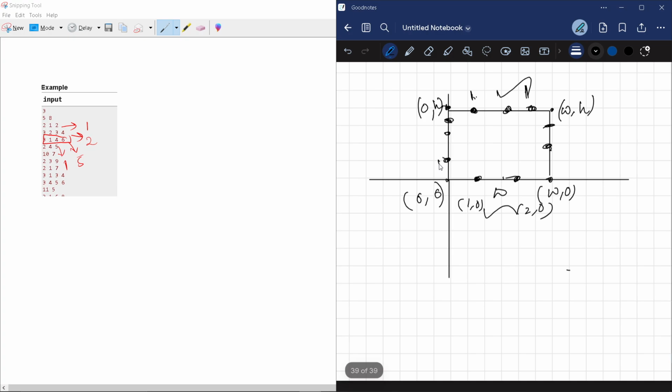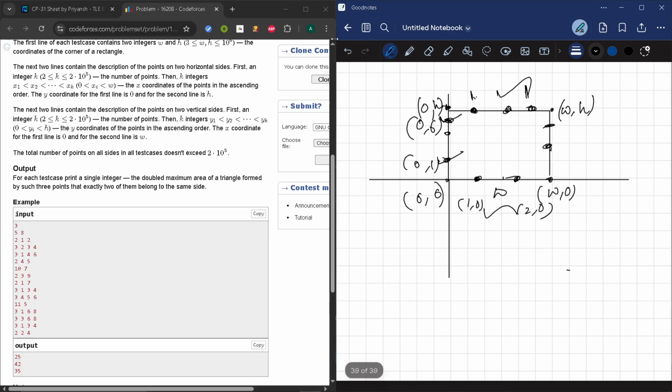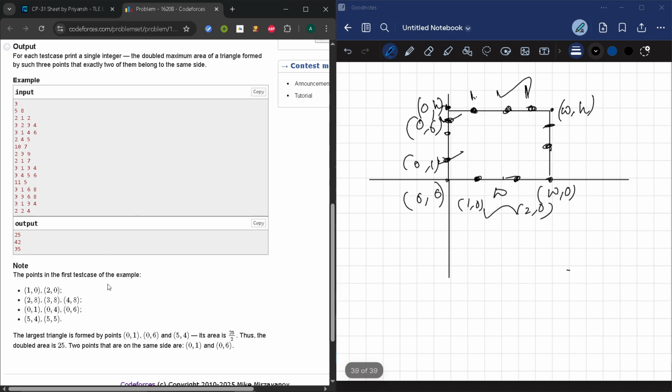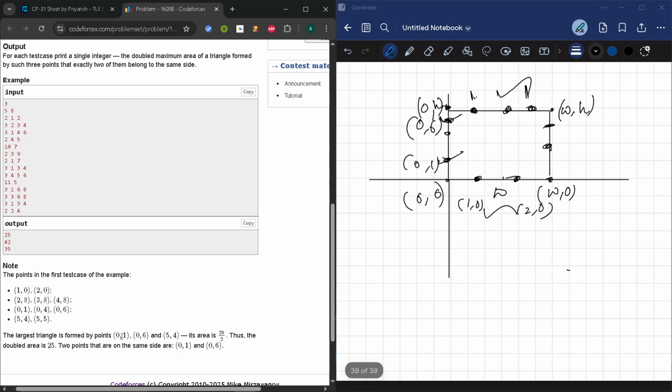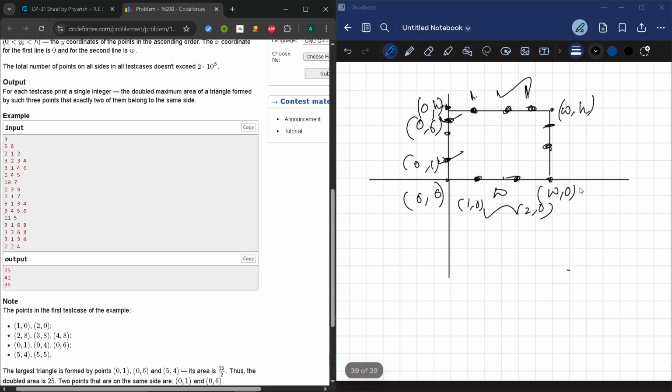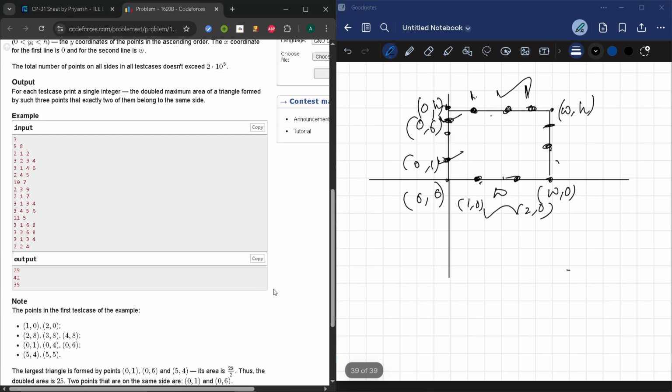I'll be saying for this thing and this thing, I mean 0 comma 1, oh sorry, 0 comma 6. This will be the first of my two sides. I think that's what they have mentioned. And we'll look for next points that will lie on this side. Next thing is I need to maximize the height, and 5 comma 4.